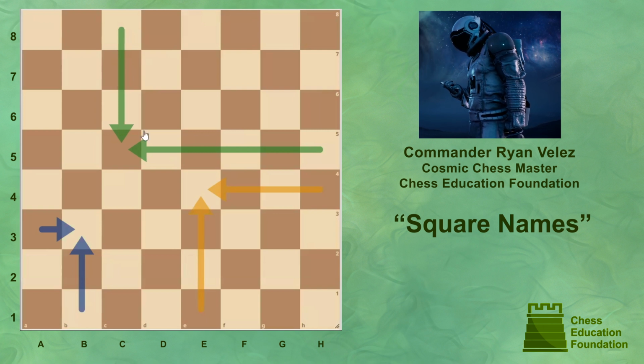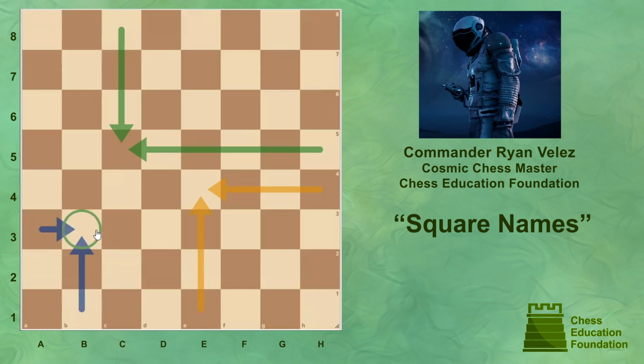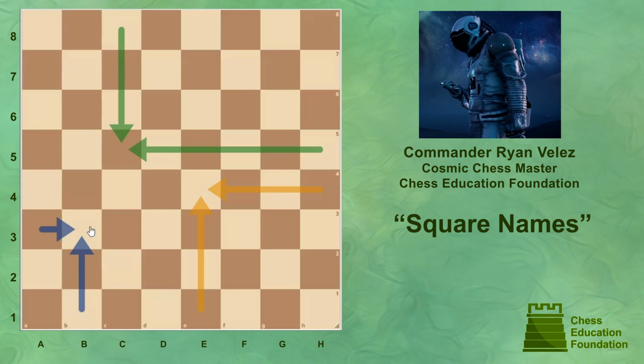The address begins with a letter and ends with a number. So for example, the blue arrows are pointing to the square B3, because as you can see, there's a B right here, and then it is the third rank. So the B file, because files go up and down, and the third rank meet right here. This is B3.